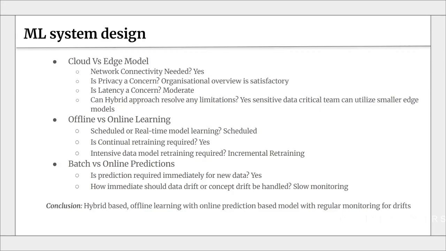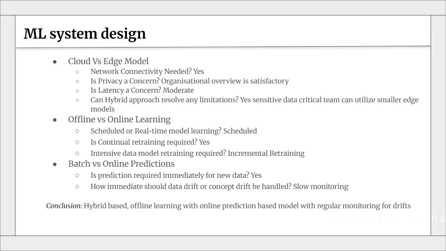So are we going to go with offline or online learning? Do we need scheduled or real-time model learning? We might need just a scheduled retraining, because it might not need real-time retraining. It might need a batch-wise retraining. Is continual retraining required? Yes. As the code base evolves, we might need continual retraining. It's not one fixed model.